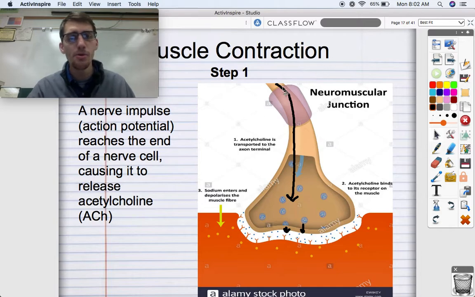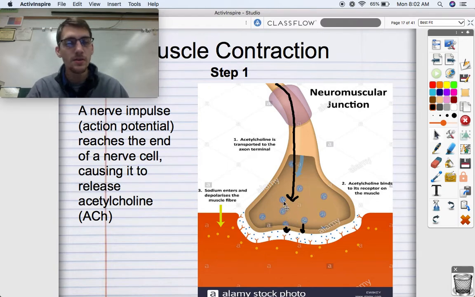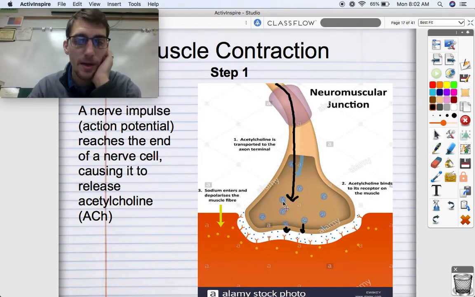So as I drew here, there's an electrical signal that passes from the neuron, and then these vesicles, these little bubbles of cell membrane holding this neurotransmitter at the bottom of the neuron, called the axon terminal, have the job of releasing this blue chemical, acetylcholine, into what we call the synaptic gap, the gap between the nerve cell and the muscle cell.